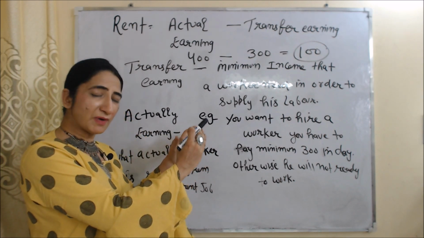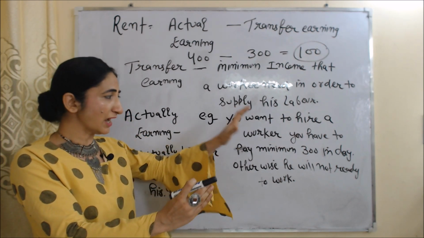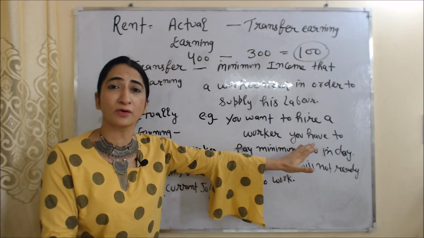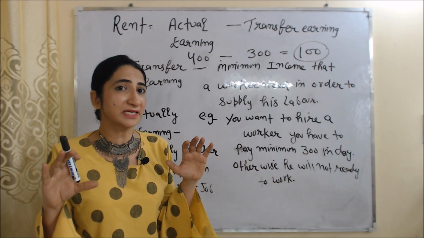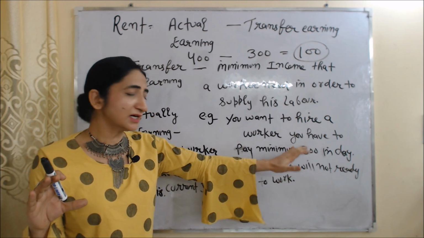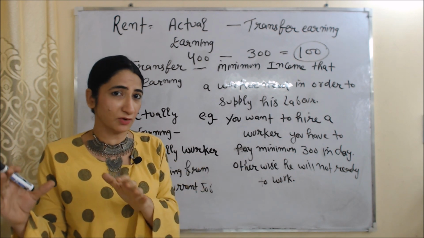For example, you want to hire a worker, then you have to pay minimum 300 rupees in a day, otherwise he will not work. This 300 rupees is called transfer earning of labor.